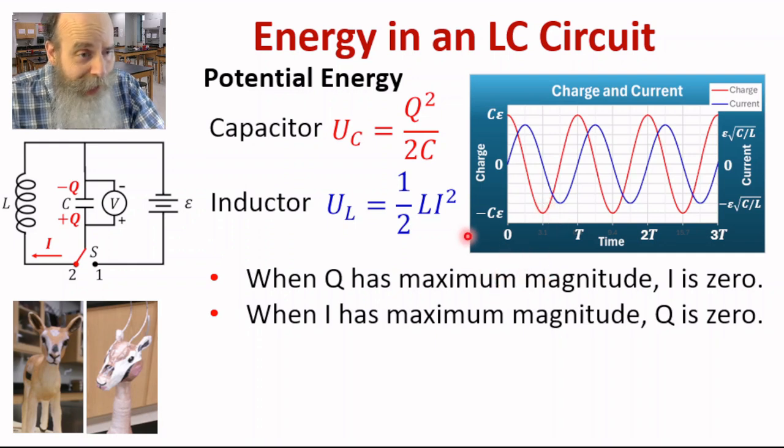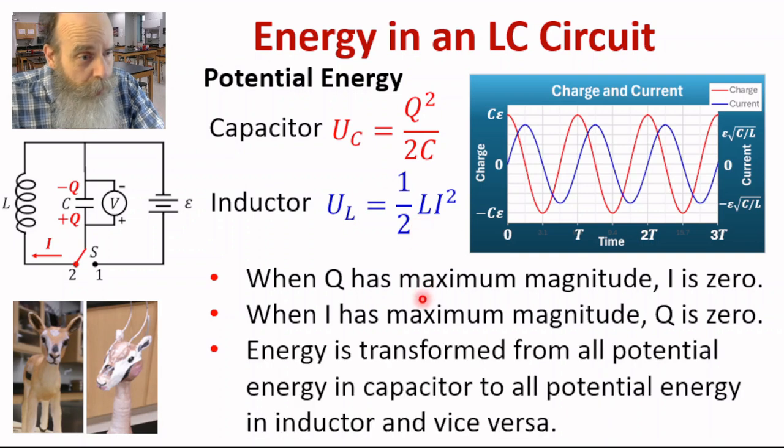So when Q is maximum, all the energy is going to be potential energy in the capacitor, and potential energy in the inductor will be 0. And so the energy is going to be transformed between all potential energy in the capacitor to all potential energy in the inductor and vice versa. So it goes from capacitor to inductor, back to capacitor, then back to the inductor, and so on.